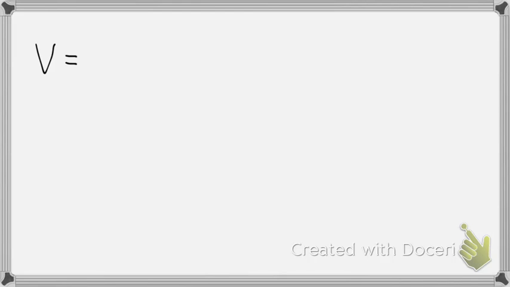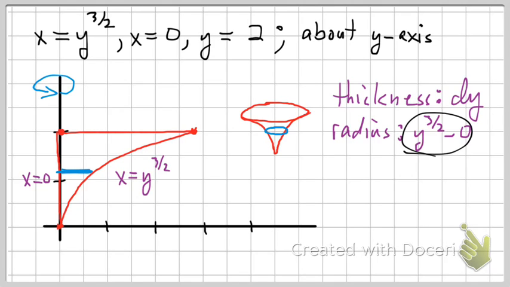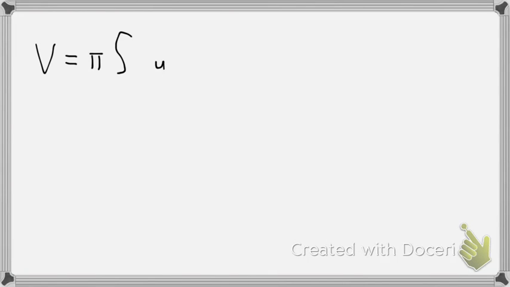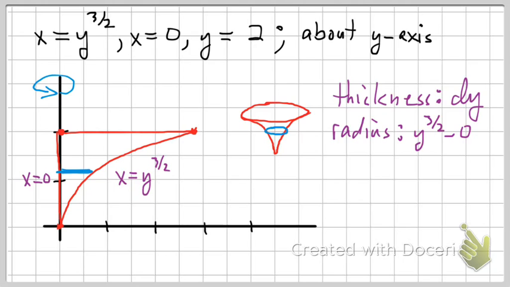So volume. If we're using the disk method, it's pi r squared, right? Pi radius squared. So pi times the radius, which would be y to the 3/2, squared, times thickness dy. Do you guys see how I put that together? Pi r squared. What about my limits of integration? They must be x or y values. They must be y values. So from where to where? From 0 to 2. Is everybody okay with that?